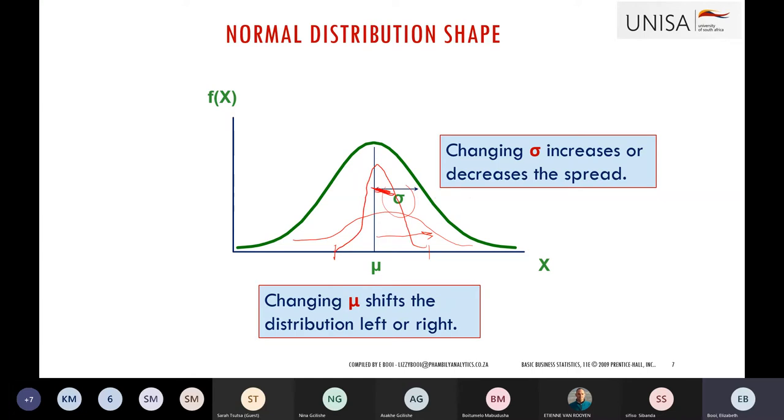And so you can see that the distance between the bell curve and the mean will be closer to one another. So when you increase the standard deviation, your curve becomes flat. When the value of your standard deviation decreases, it means your bell curve will be narrower. And those are the properties that you need to learn about the normal distribution.